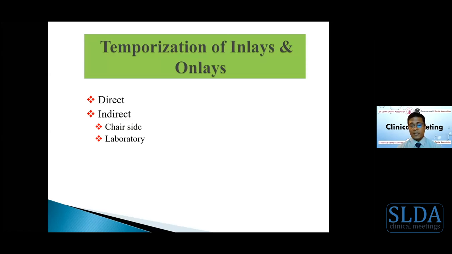And on top of the preparation, you can add composite and sculpt or form your indirect restoration incrementally and cure it. Then remove the entire indirect restoration, finish it, make it smooth, remove all the rough edges, and then you can cement it back on the tooth prep using provisional cements.